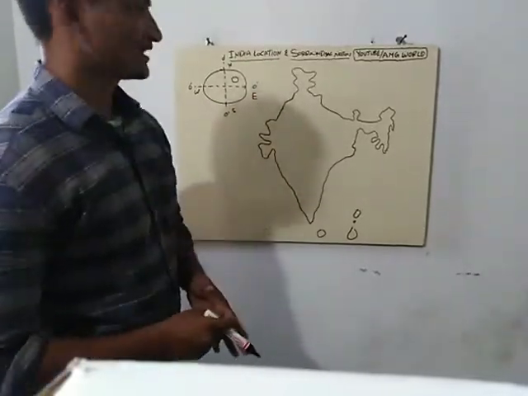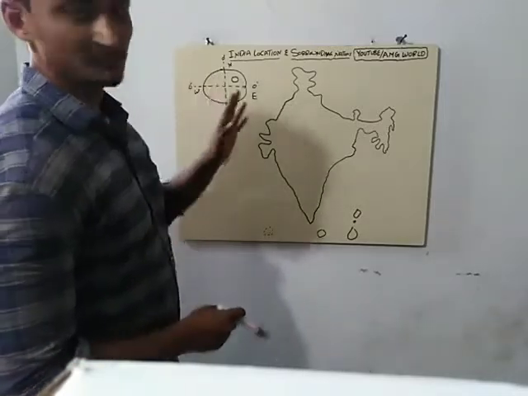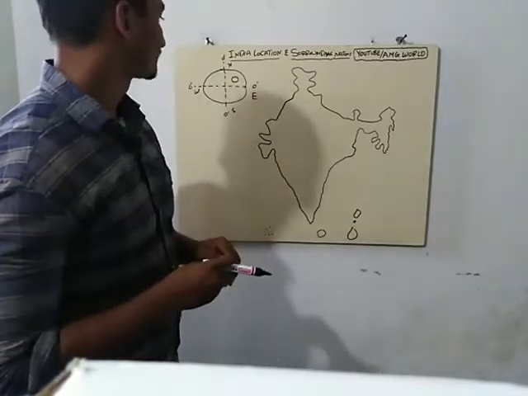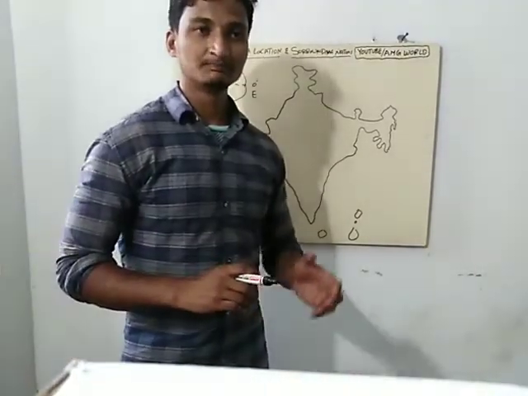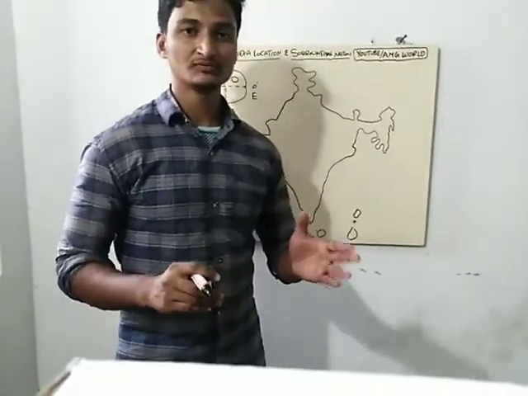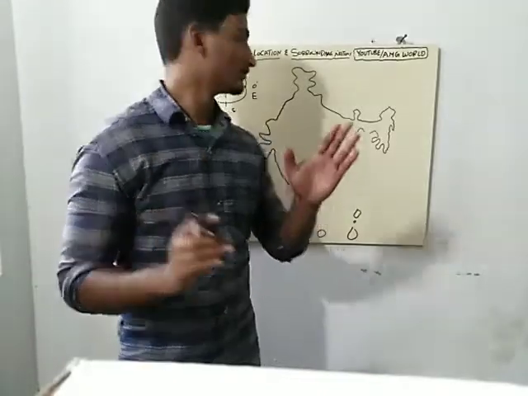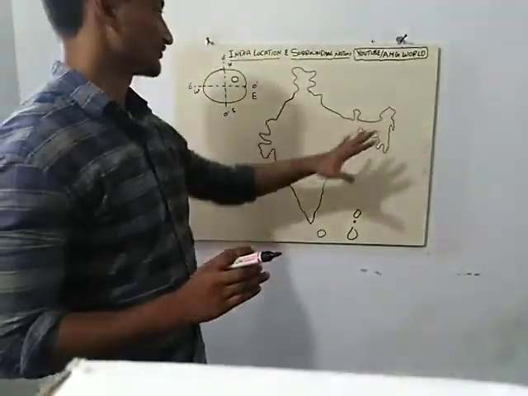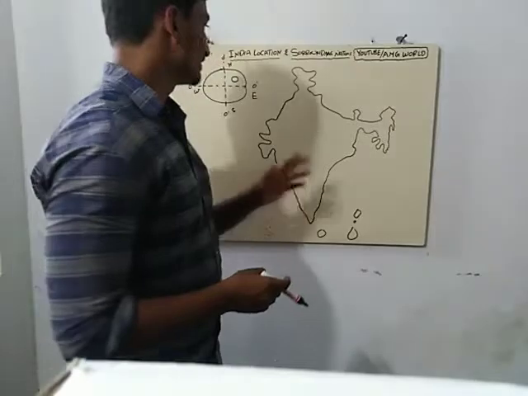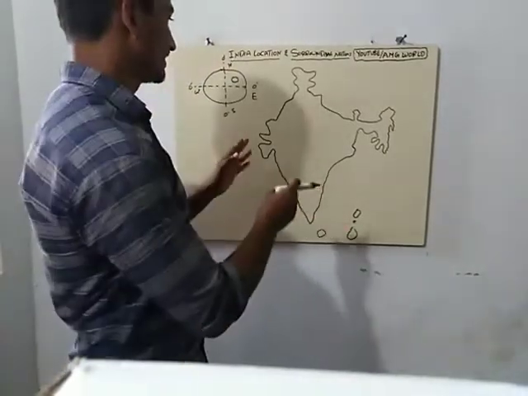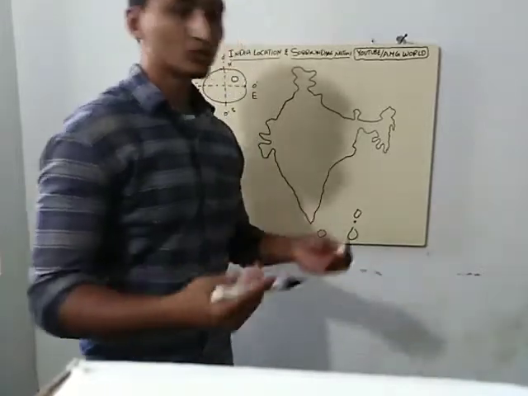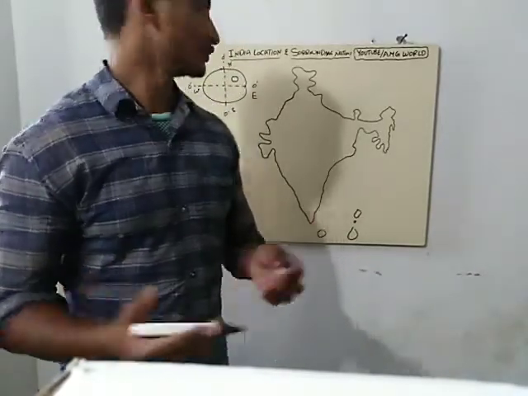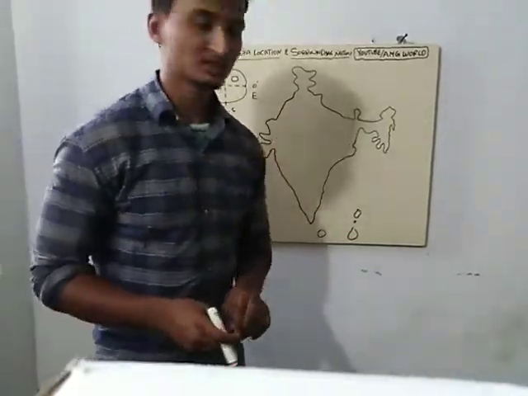So how can we say that India is located in this particular location? By observing the latitudes and longitudes which touch the extreme points of India, we can say that India is located in this particular place. So what are those latitudes and longitudes touching the extreme points of India?